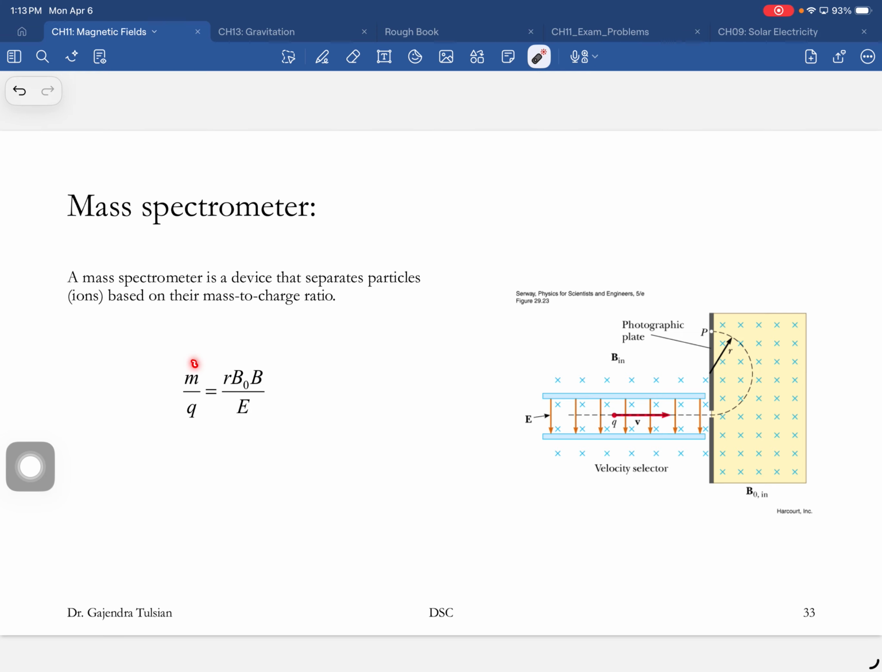Okay. So the mass of the particle divided by its charge is the radius of the path times B naught, that's the field here, divided by E over B from the velocity selection. So if you want to weigh an atom, this is what's called a mass spectrometer. That's how they weigh all these atoms.